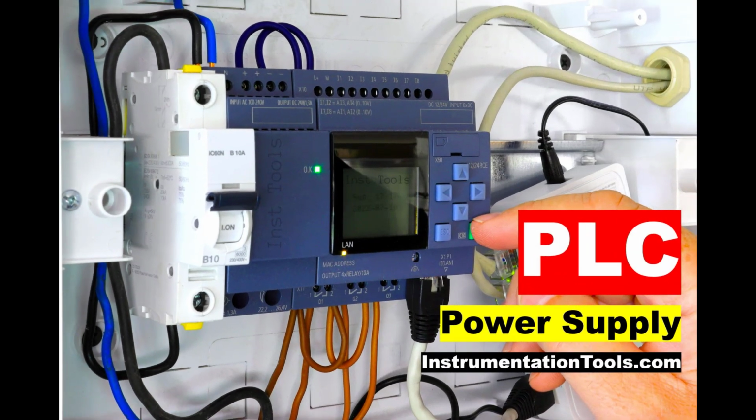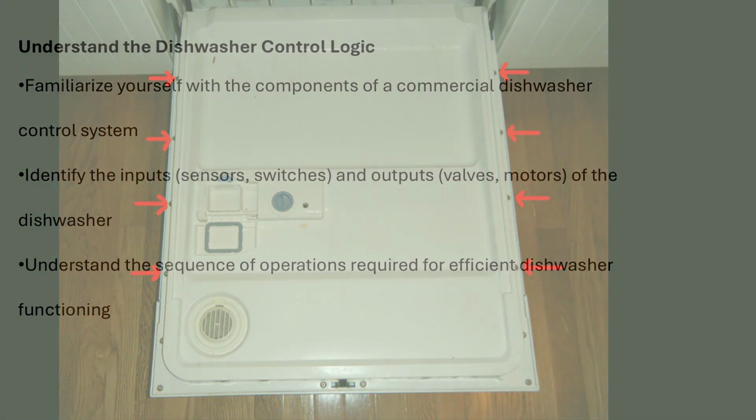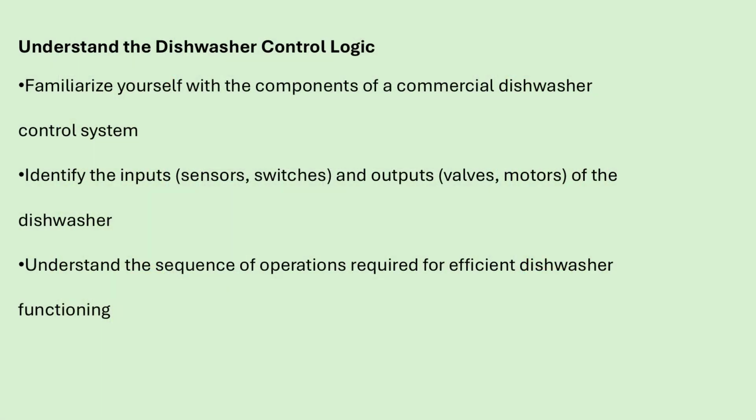Understand the sequence. Know how the dishwasher functions step by step. For example, the process might involve filling the tank, heating water, running a wash cycle, rinsing, and finally draining the water. Each of these steps will require coordinated control of multiple components.